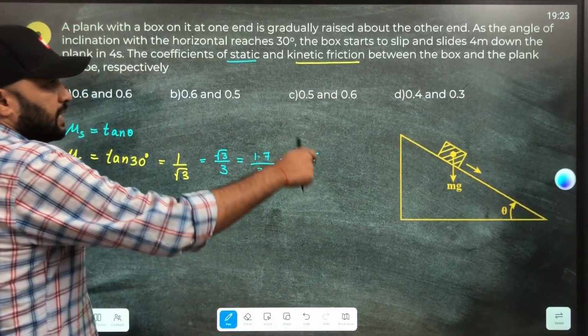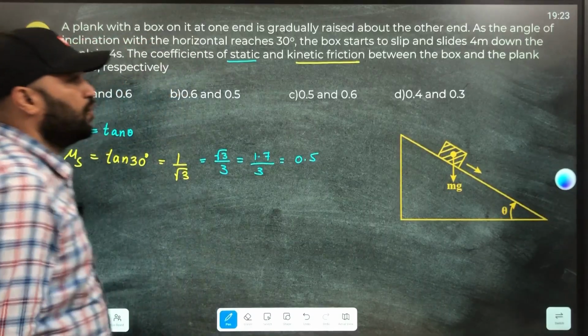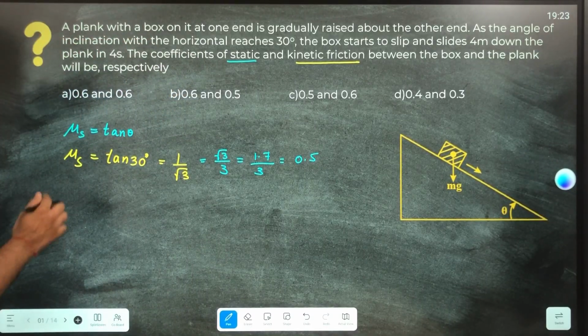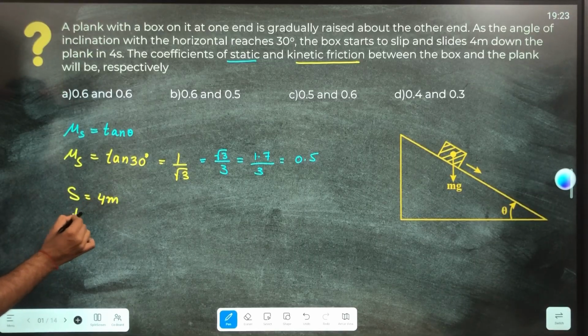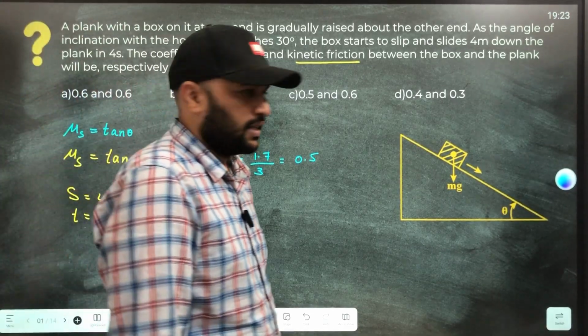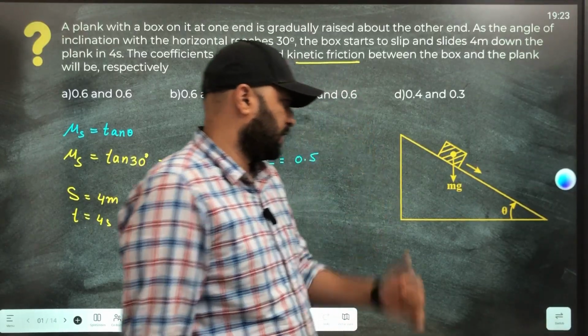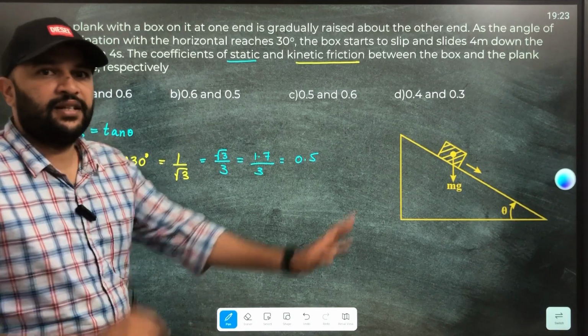Now they are saying the box starts slipping down and slides 4 meters down the plank. So the distance it moves, s, is equal to 4 meters in time equal to 4 seconds, right? In that case, what will be the kinetic friction acting on this particular system? To figure out our kinetic friction, let me find the acceleration acting on it.